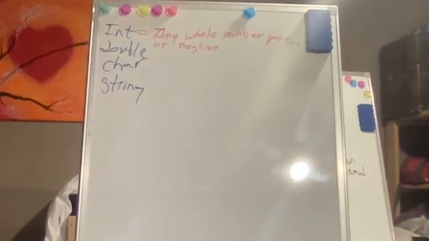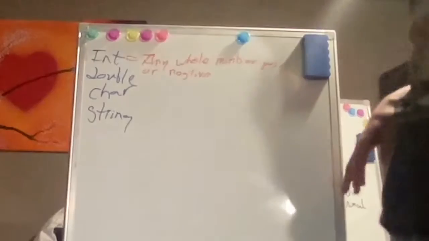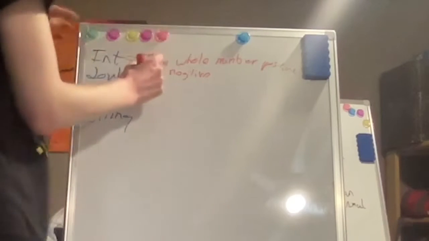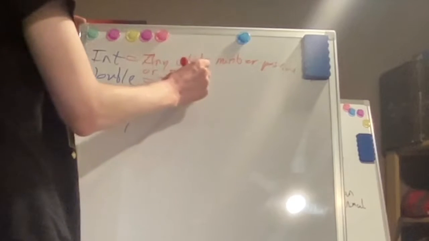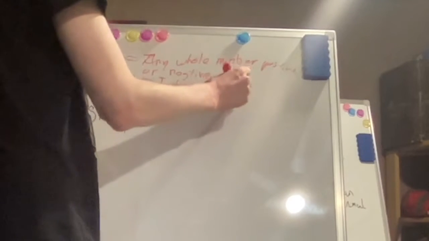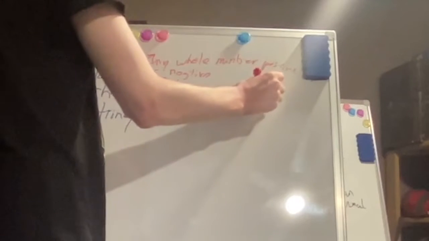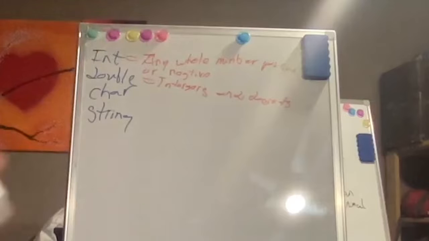Now, double is basically integers and decimals. It's basically a combination of two different data types. Integers and I forget the other one. I want to say decimals, but I don't think that's right. I might fix this later.